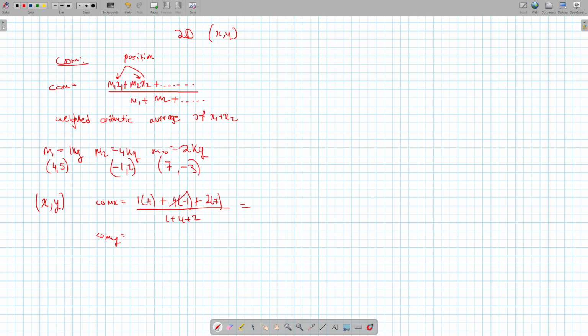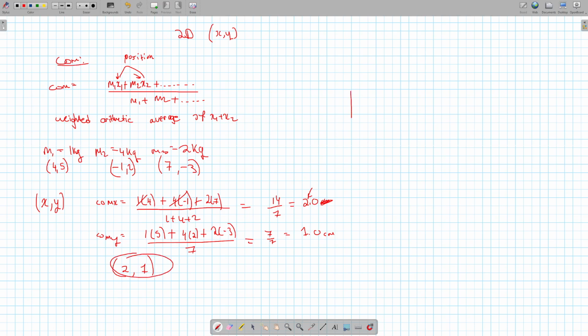Let's fix this. 4 minus 4, these cancel. You get 14 over 7, which is equal to 2.0. Let's just call it centimeters or whatever. How about y? Again, m1 y1 plus m2 y2 plus m3 y3: 1 times 5 plus 4 times 2 plus 2 times minus 3, over 1 plus 4 plus 2, which is 7. You get 5 plus 8, 13, minus 6 is 7. So 7 over 7, which is 1.0 centimeters. So the coordinates of the center of mass will be 2, 1.